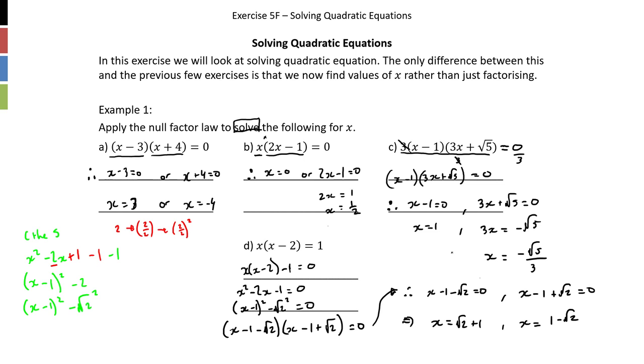Okay. So this is hopefully starting to show you why have we been factorising all this time. We factorise because it allows us to use this null factor law. Now this whole section isn't just about the null factor law. There's other ways that we can actually solve equations. Okay, this section 5F is technically about solving. Null factor law is one method we can use.